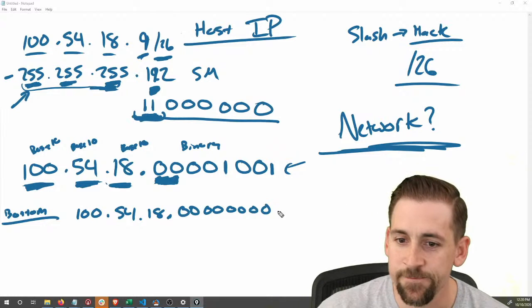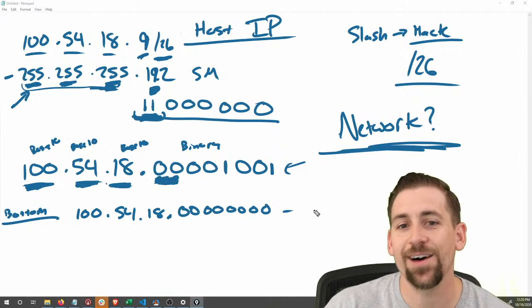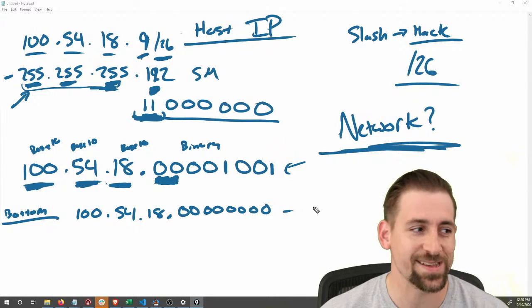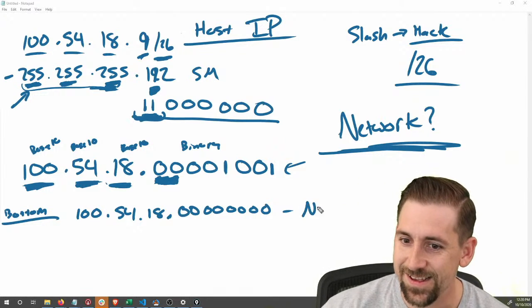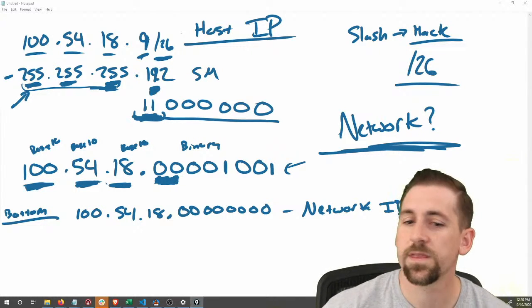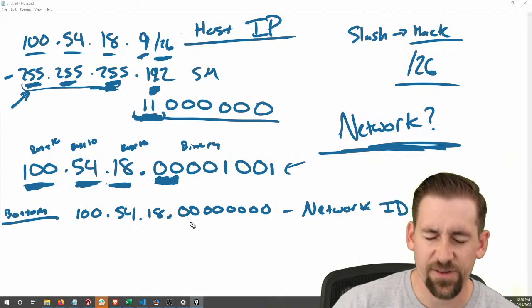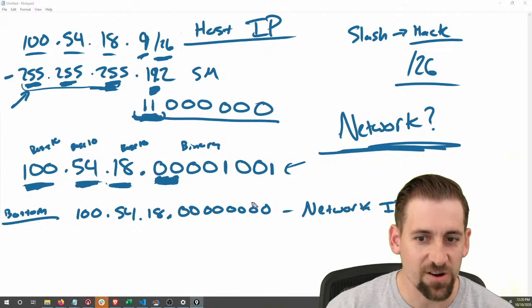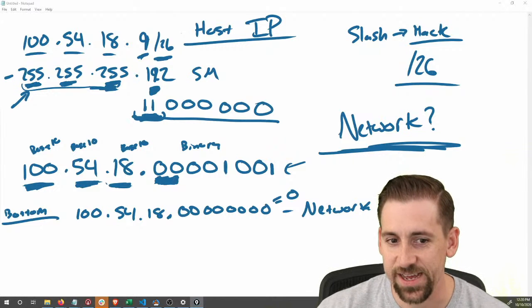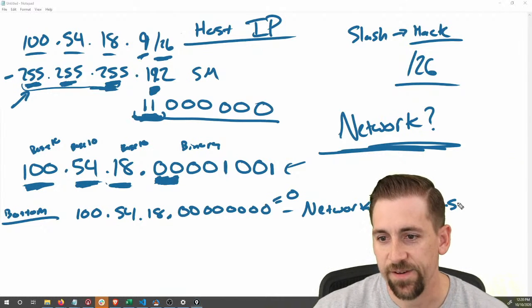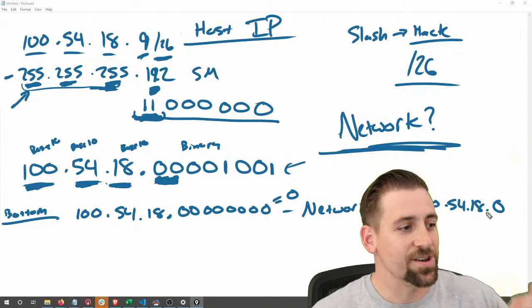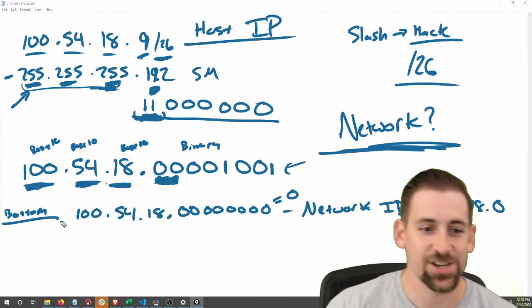It's the network ID. Again, I said I was going to start in the middle here. I will at some point on my subnetting stream start from the very beginning, but I thought the middle would be a good place to start for the first Saturday subnetting. This is known as the network ID. That's pretty easy. If we turn all these bits off, all zeros means none of the bits are on, so this is equal to 0. So the network ID is actually 100.54.18.0.